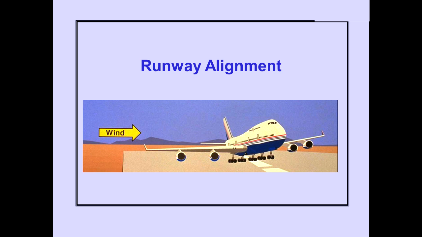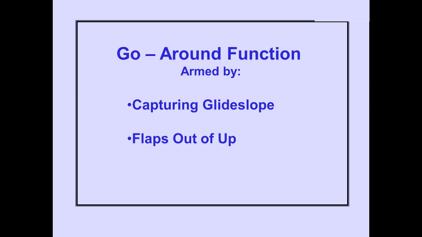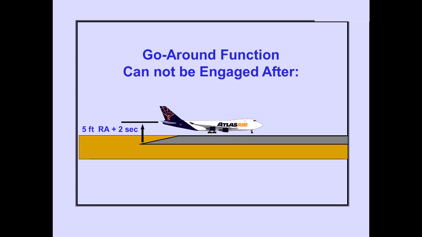Now let's discuss the go-around function of the toga mode. The toga go-around function can be used with multiple autopilots or with a single autopilot. The go-around function is armed by capturing the glide slope or when the flaps are out of up. The arming of the go-around function is not shown on the PFDs. During descent, the go-around function disarms and cannot be engaged 2 seconds after passing through 5 feet radio altitude.